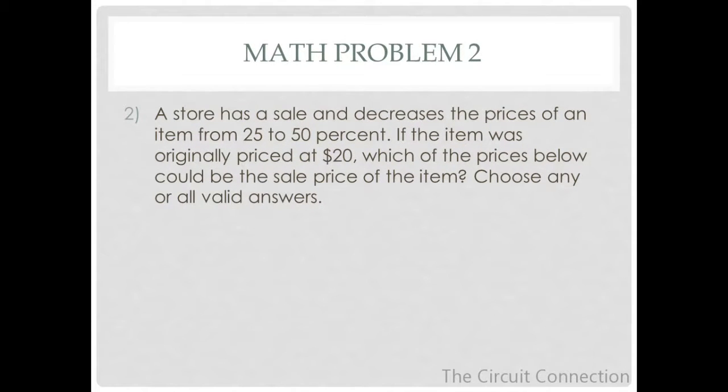Next, on to math problem number 2. A store has a sale and decreases the prices of an item from 25 to 50%. If the item was originally priced at $20, which of the prices below could be the sale price of the item? Choose any or all valid answers. So the answer choices are $8, $10, $12, $14, and $16.